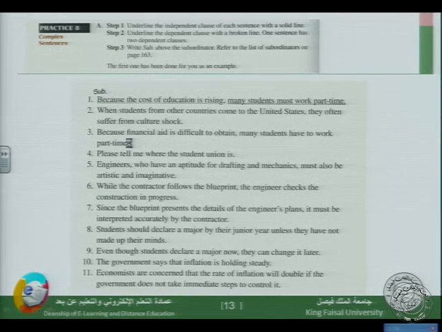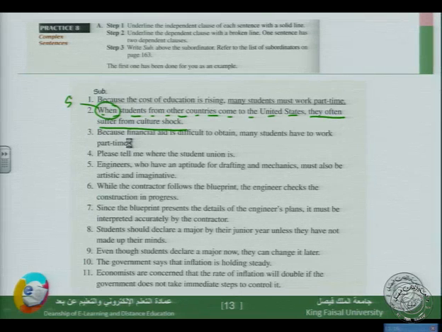Well, as you can see, number 2: When students from other countries come to the United States, they often suffer from culture shock. First of all, we said the dependent clause must have a broken line. So this is the dependent clause. But the independent clause is: they often suffer from culture shock. This we call independent. The line must be solid, not broken. Do we have a subordinator? Of course, it is when. This we call sub.